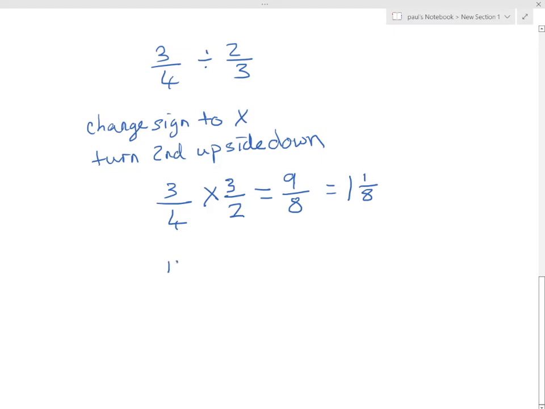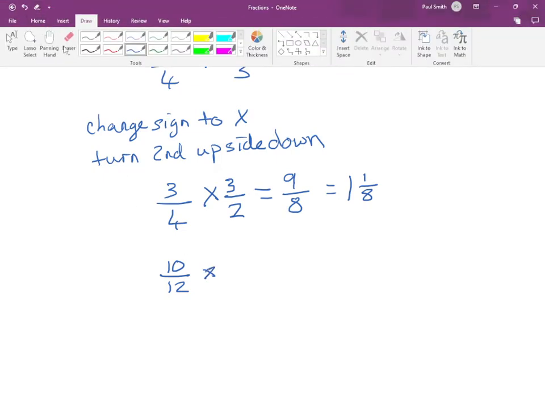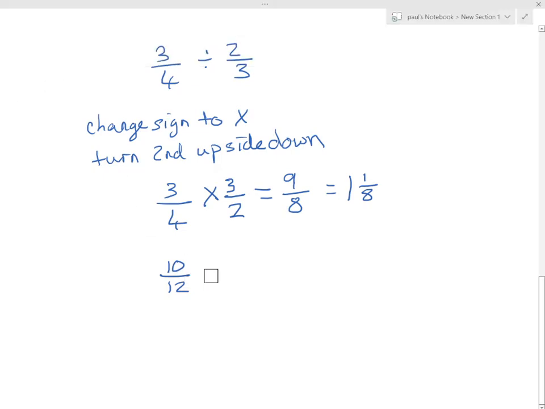Okay, 10/12, oh, hang on, I turned it upside down too quickly. 10/12 divided by 3/4. Okay, so 10/12, change the sign, turn upside down, multiply: the top 40, the bottom 36, and let's start to simplify that.